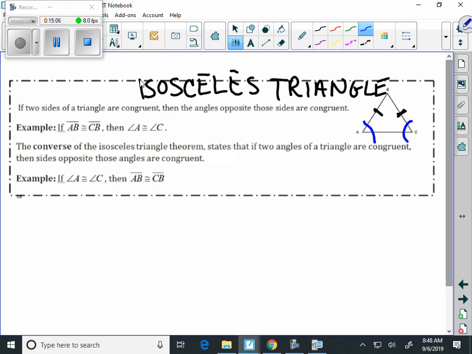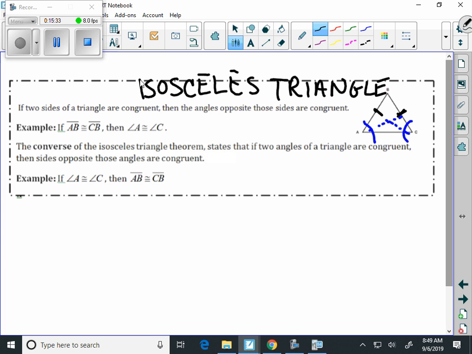And what I like to say is if you go across from your tick mark here, so I would go across that angle and go across from that other tick mark to the other angle. Because those side lengths are congruent, our angle lengths are also congruent.